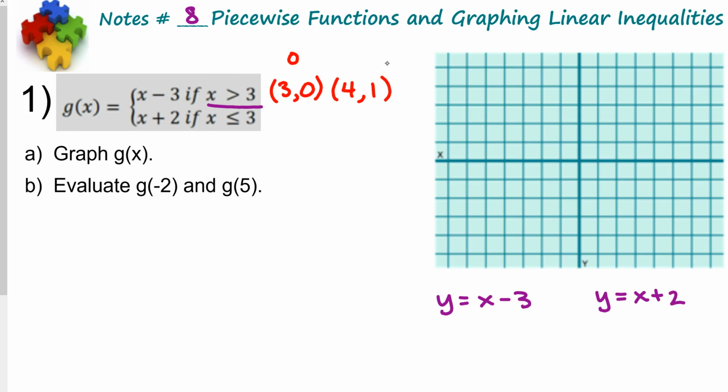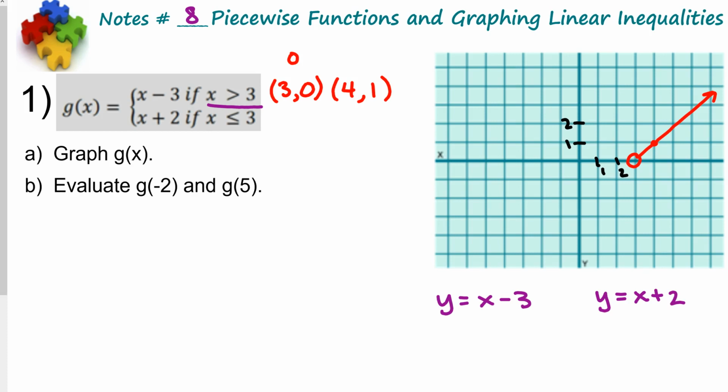So we have an open circle at 3, 0. I'm going to go ahead and label my axes, showing the scale. Always show your scale, even if it's ones. So 3, 0 is the starting point, and then we go through 4, 1. Start at 3, 0, go through 4, 1, and keep going. And we have that piece.